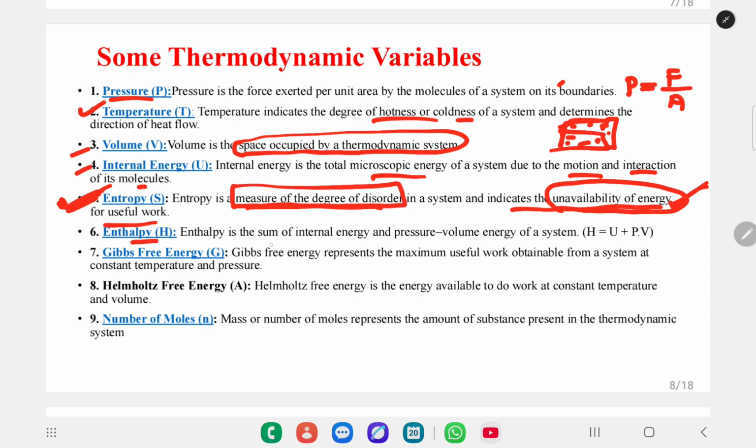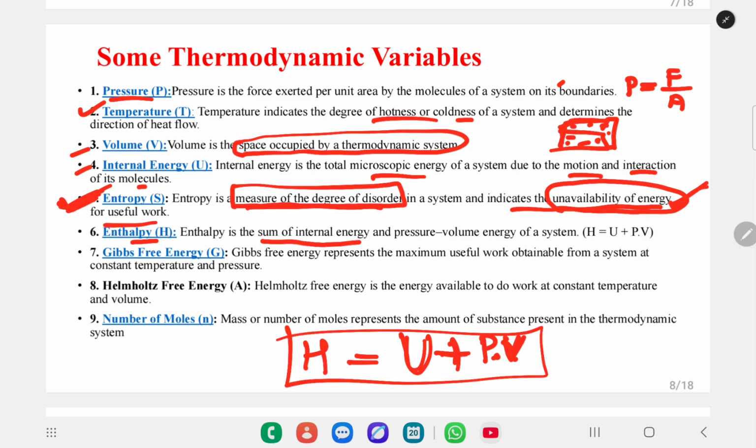Enthalpy, the next one. Enthalpy is the sum of internal energy and the product of pressure and volume, and it is denoted by H. H is equal to U plus PV.